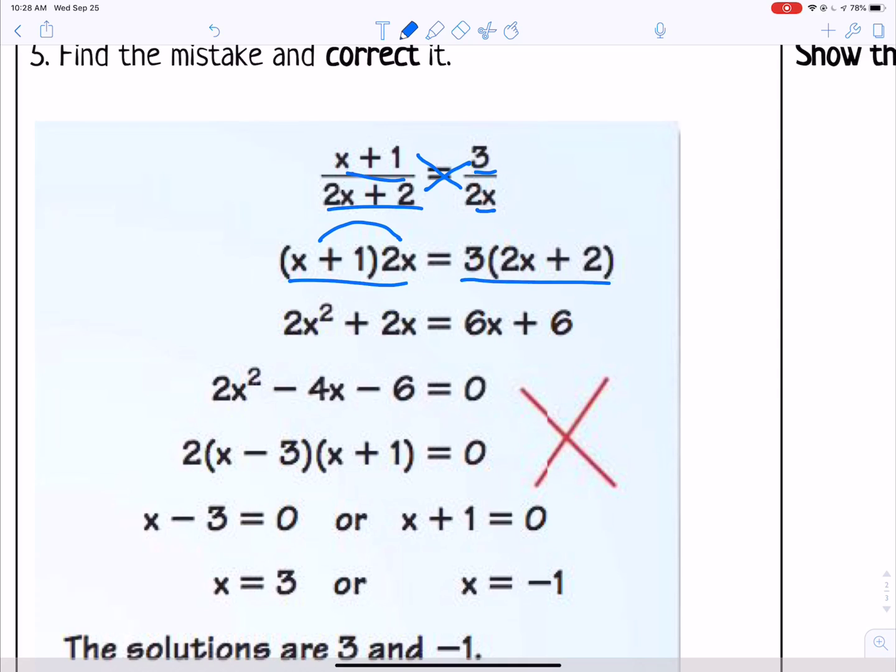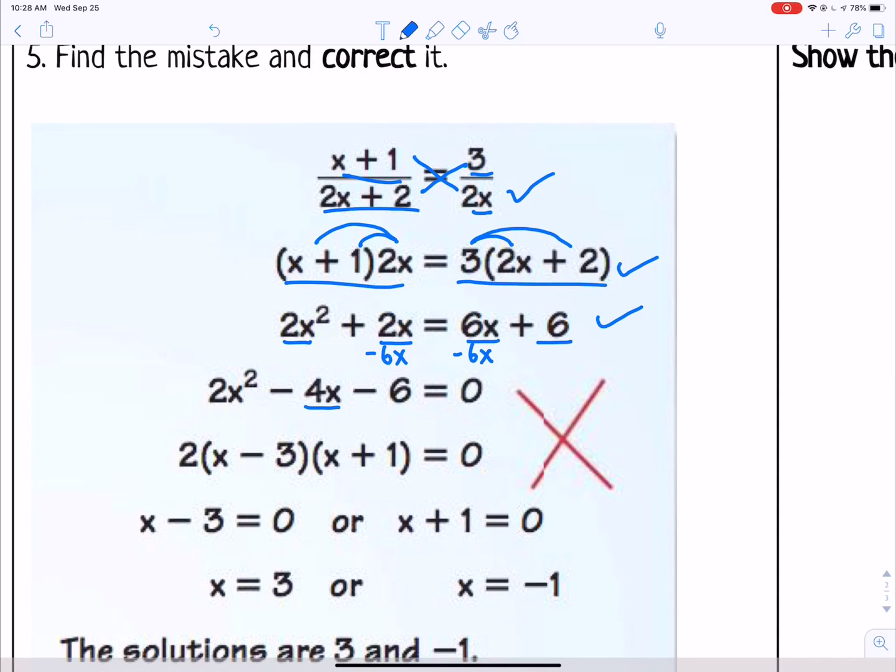Let's check if they distributed it correctly. So 2x times x is 2x squared, and 2x times 1 is 2x. 3 times 2x gives us 6x, and 3 times 2 is 6. So far, those are all okay. Then it looks like they put everything on one side. So I would need to move the 6x over. So 2x minus 6x does equal -4x. If I subtracted the 6, that would give me the -6 they've got. So that step looks okay too.